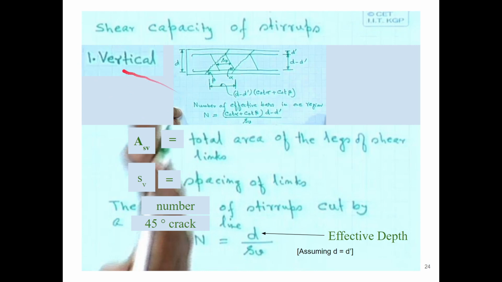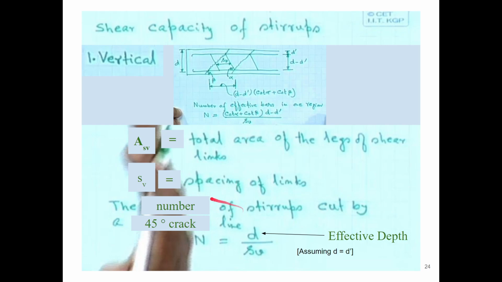Here, in the case of vertical stirrups, this alpha value will become 90 degrees. So this cot alpha will be cot 90. Cot is equal to cos by sine, so cot 90 will be cos 90 by sine 90. Cos 90 is 0, sine 90 is 1, so it will be 0 by 1, which is 0. So this term will get cancelled. What will remain? d minus d prime into cot beta.